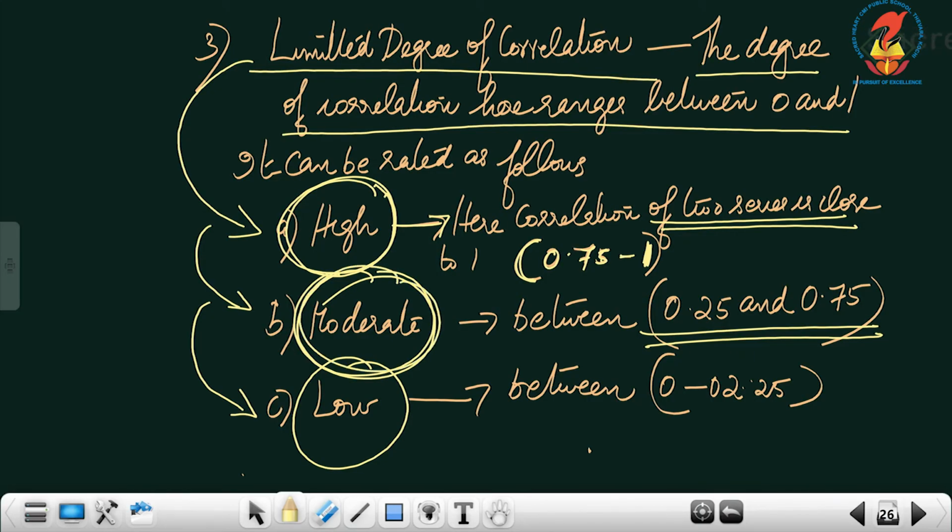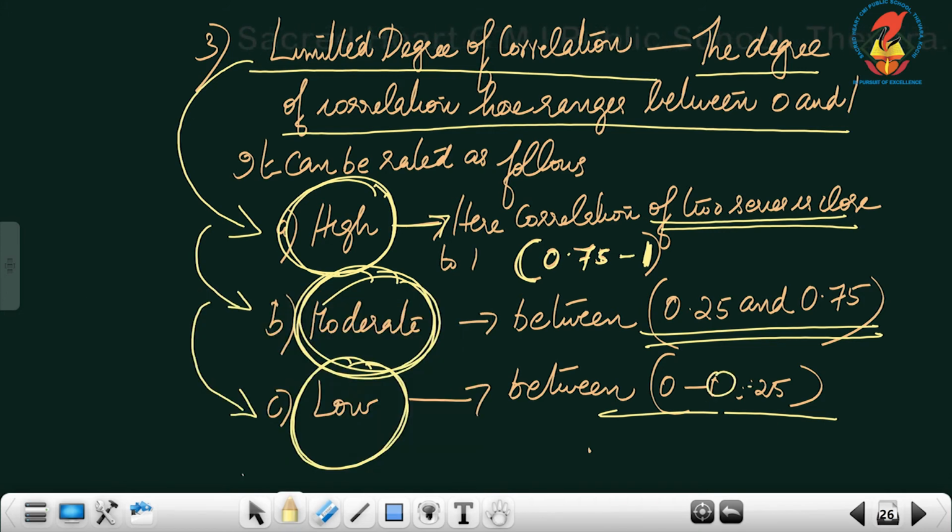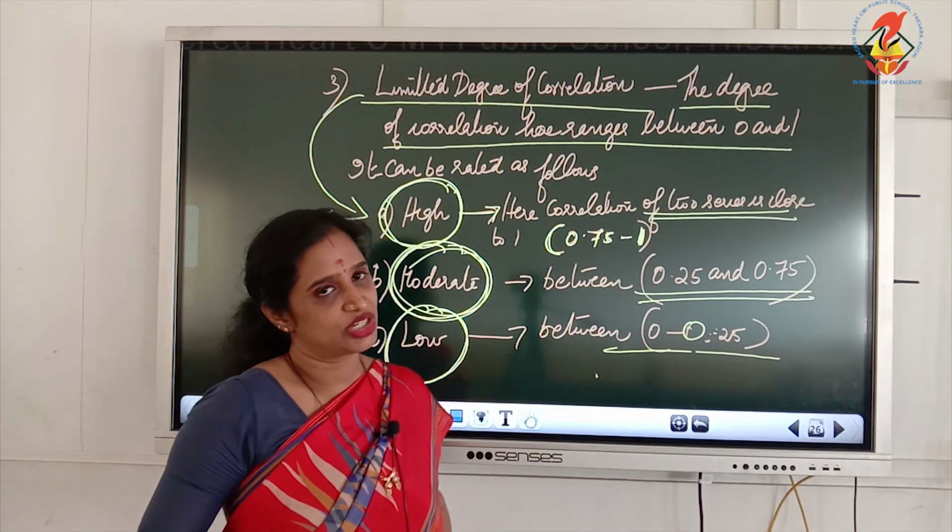Moderate. Okay. Now comes the next one, low degree of correlation. It lies between 0 and 0.25. It is a low degree of correlation.